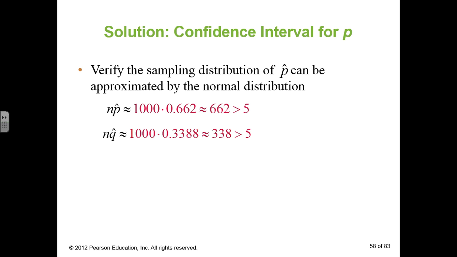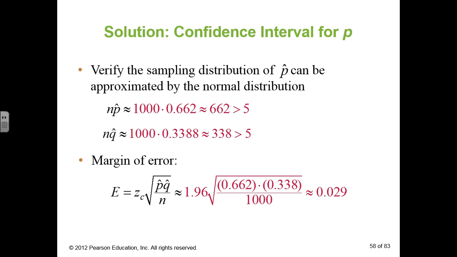Now let's check the conditions. Is n, which was 1,000, times p hat, which was 0.662, which is equal to 662, certainly greater than 5, and n times q hat, which is 338, is also greater than 5, so our condition holds. Then we can compute the margin of error using the formula.